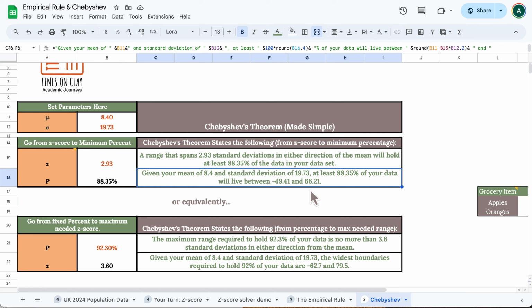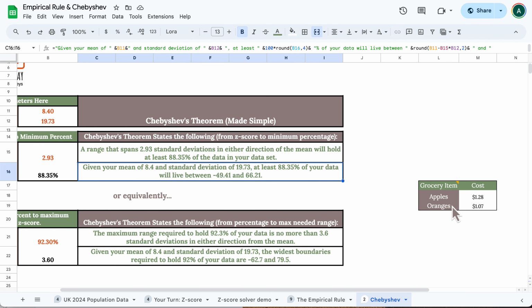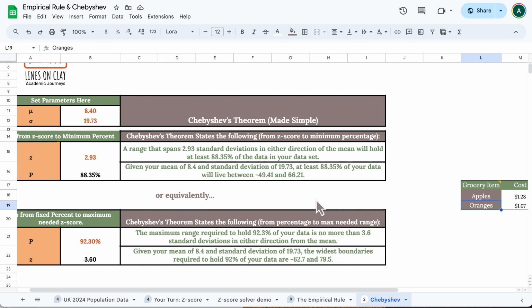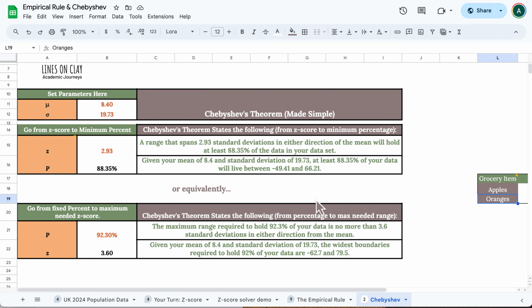You can see there are lots of little questions that can be asked around this kind of thing. The other way of doing it, keeping with the grocery item idea, like apples are $1.28 but it's $1.07 for oranges, is to ask how many z-scores do I have to go in order to guarantee a certain percentage of my data? So if I said, I want to make sure that I have 92.3% of my data taken care of regardless of the distribution, well, you need 3.60 z-scores to make that happen. It's just rearranging math terms to make that come into play.